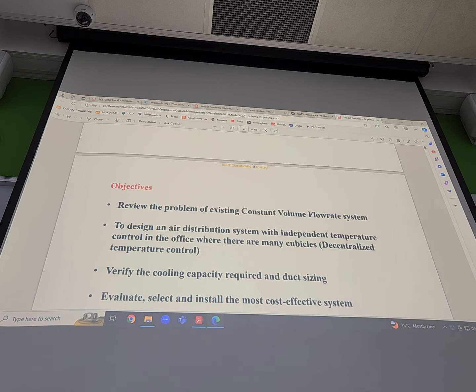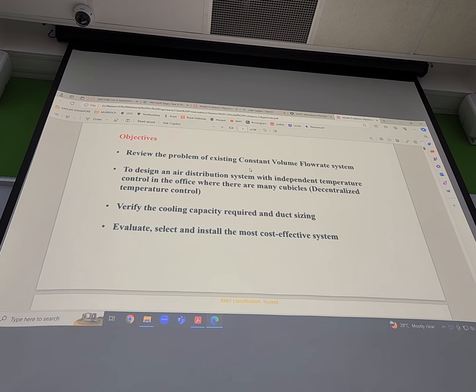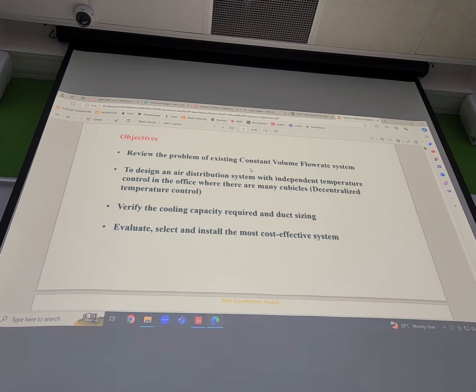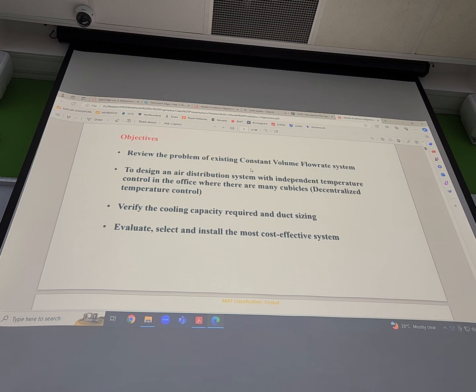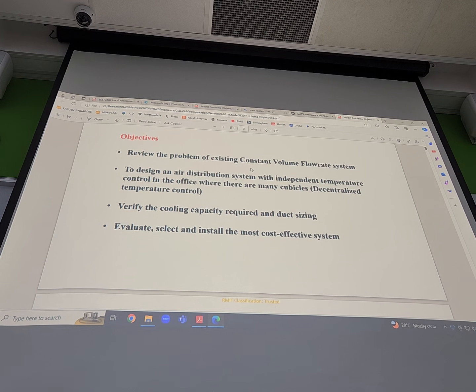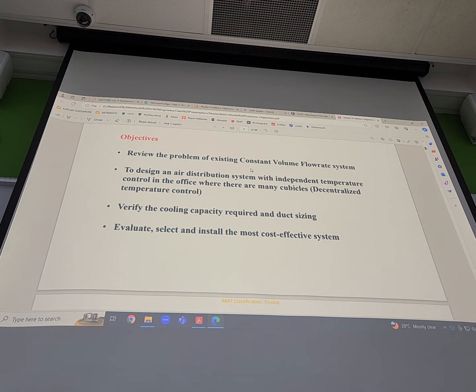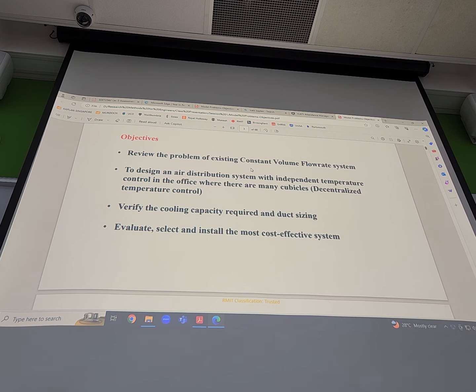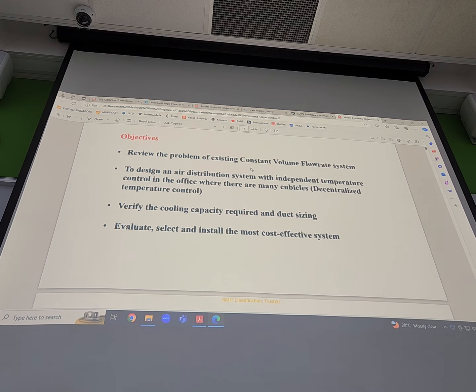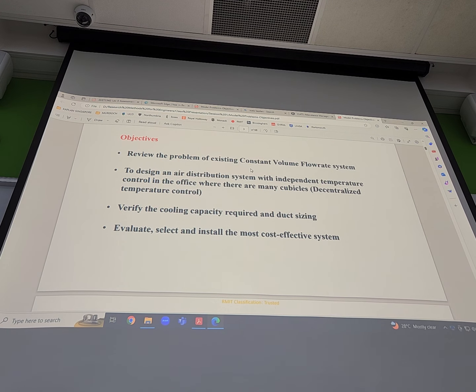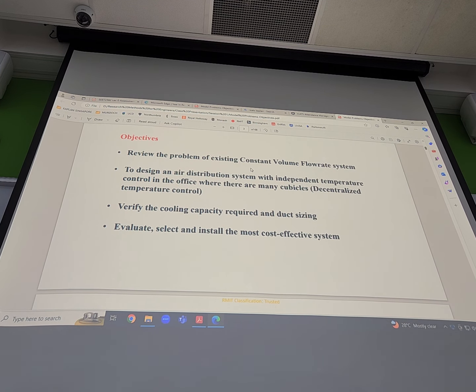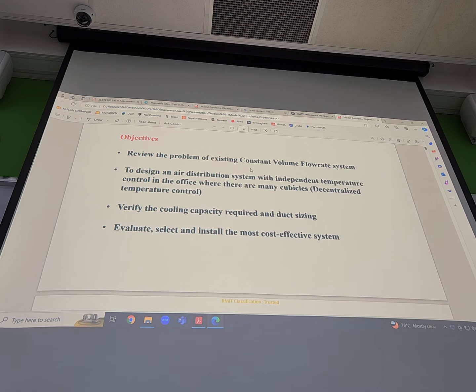The main objectives of the project are to review the problem of existing constant volume flow rate systems, and to design an air distribution system with independent temperature control in the office where there are many cubicles. That means there is planning to redesign the entire flow rate system so that each cubicle can have their own temperature control systems. Then verify the cooling capacity required in duct sizing. It also involves sizing the ducts, and evaluating, selecting and installing the most cost-effective system.